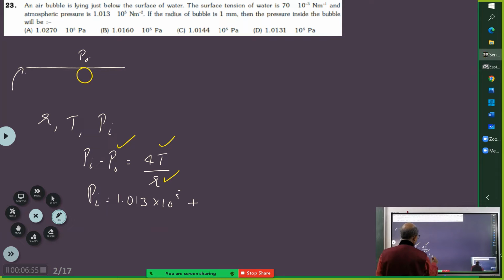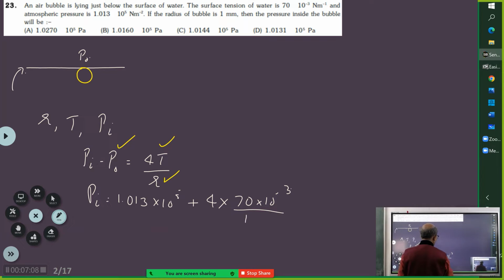Plus 4 into surface tension. Surface tension is 70 into 10 to the power of minus 3, divided by R, which is 1 millimeter. So 1 millimeter is 1 into 10 to the power of minus 3, and those two will cancel. So 4 times 70 is 280. So this 10 to the power of 5, right?